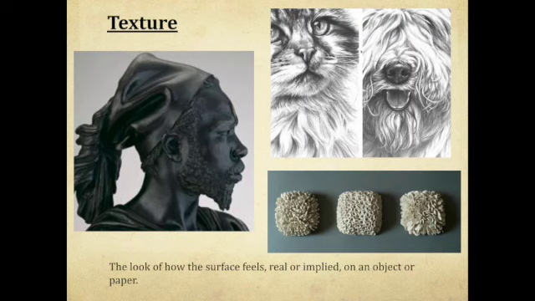Texture is another element that is usually created with value, especially on a two-dimensional surface. When you're drawing the fur of those animals, you have to create different value shades in order to create the look of texture. It's also the way the lines are put down. If you look at the curve of the fur, the cat's fur is a little bit more straight, and the dog's fur has a little bit more of a curve to it to show the difference in those textures.